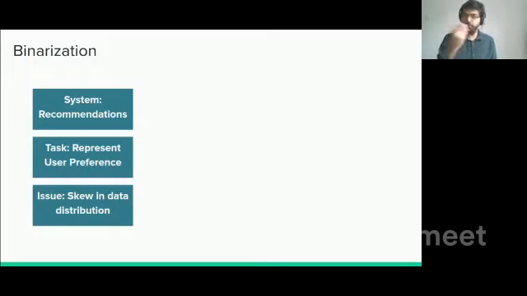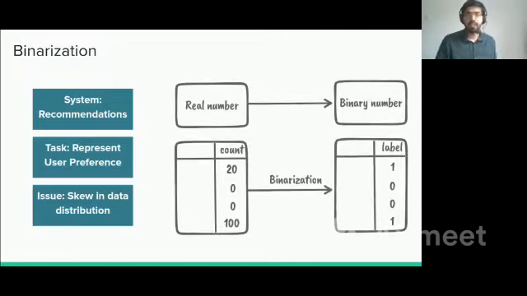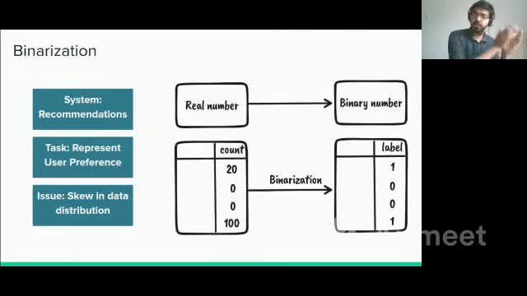So one way of solving this is binarization. What you do in this is you convert this raw count real number into a binary number. As shown in this example, you have a column called count with different counts of, say, listens of a song, and then you binarize the data. Basically, wherever there is an interest, you give that a label 1, and wherever there is no listen, you give that a label 0.